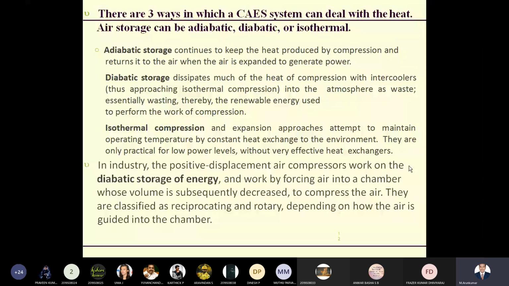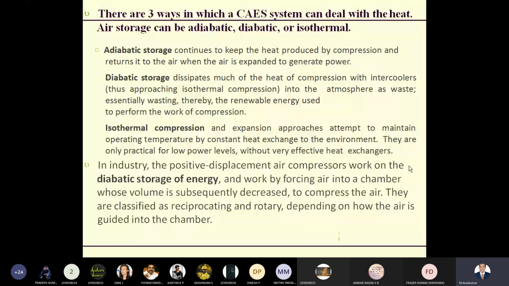There are three ways in which these CAE systems can deal with the heat. Air storage can be adiabatic, diabatic, and isothermal. You know what is adiabatic, you know what is isothermal. The opposite of adiabatic is diabatic. The adiabatic storage keeps the heat produced by compression and returns it to the air when the air is expanded to generate power.